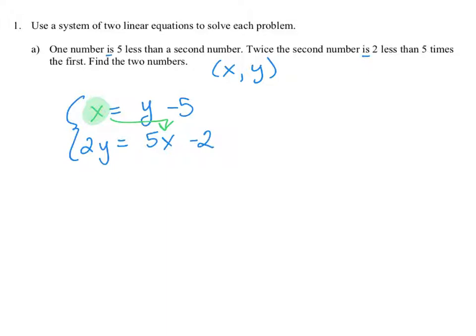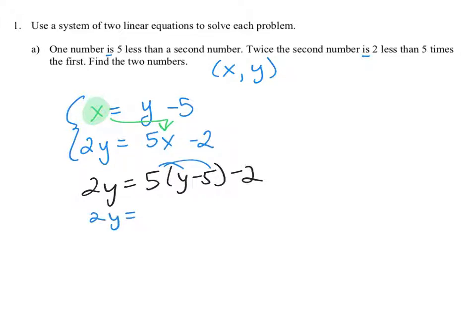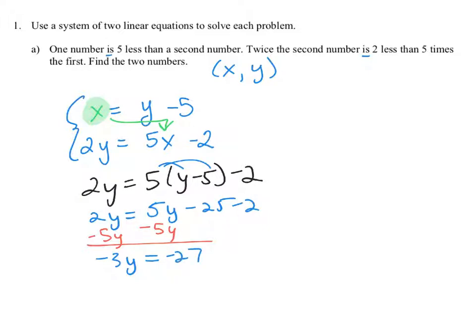So our equation is then 2y is equal to 5x, but the x we're going to replace with y minus 5, minus 2. Now we're going to solve this equation by using the distributive property, and we can write the equation as 2y equals 5y minus 25 minus 2, and then we can subtract 5y from both sides, and we get negative 3y is equal to, the negative 25 minus 2 is negative 27, and then we divide by negative 3 to get y is equal to 9.